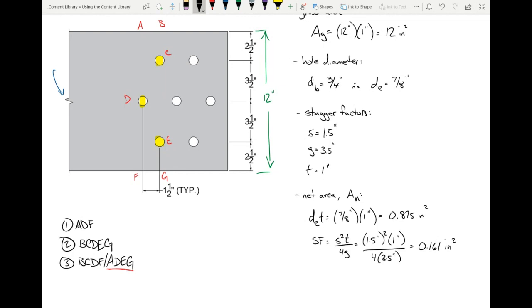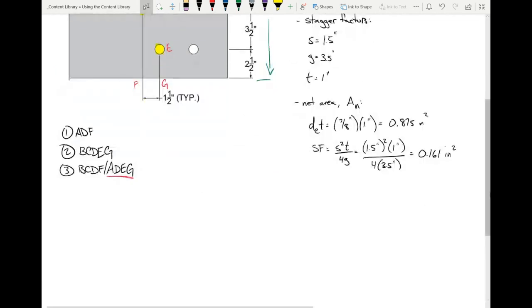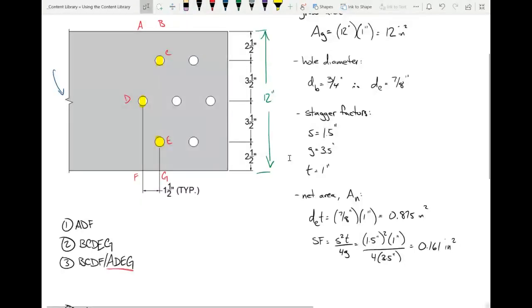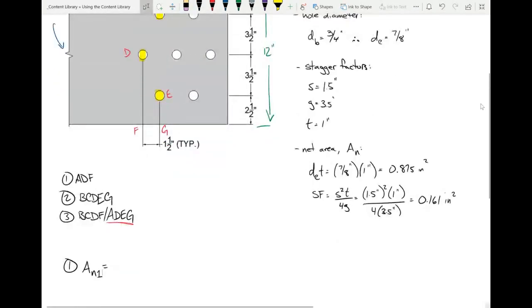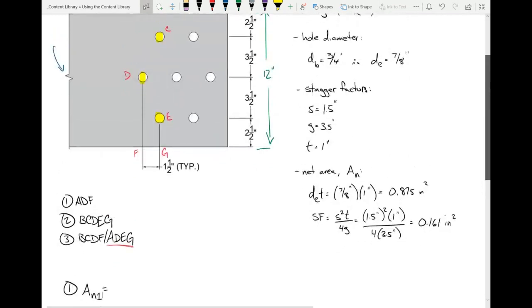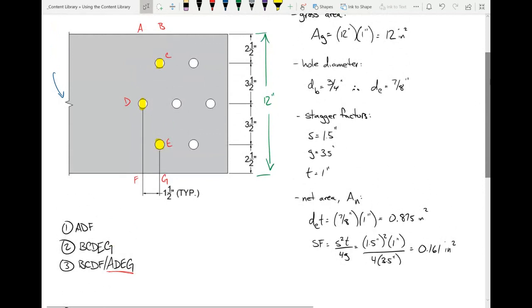All right. Any questions? All right. Let me ask you a question. Let's take path number 1. How would you compute the net area on path 1? Somebody tell me how you do that. You could turn your microphones on. I won't bite you. How would you calculate the net area of path 1? I'll scroll up a bit. How do you do that?